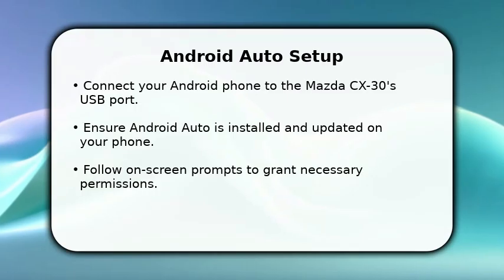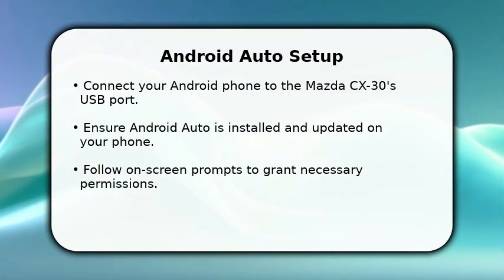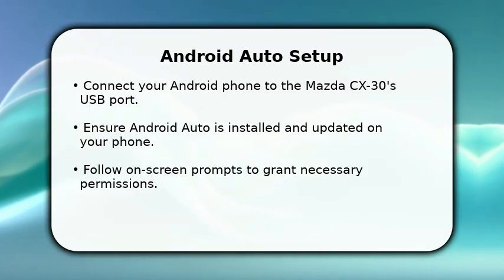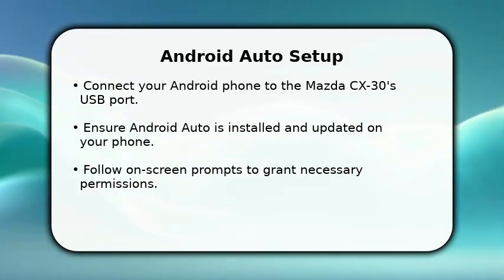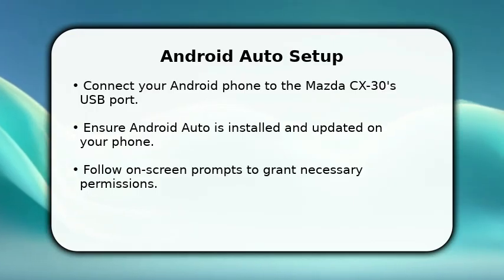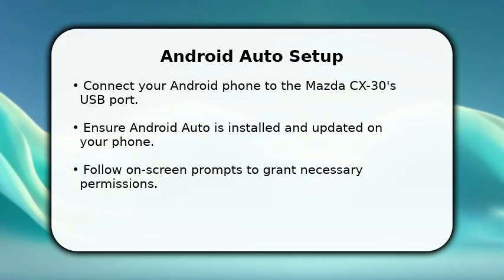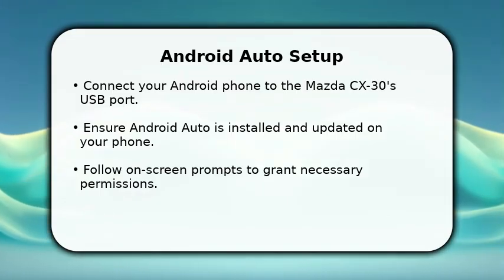In this video, I will explain how to use Android Auto in your Mazda CX-30. First, connect your Android phone to one of the USB ports in your vehicle. Make sure Android Auto is already installed and updated on your phone. Then, follow any on-screen prompts to grant the necessary permissions. It's important to keep your phone unlocked during this initial setup process for a smooth connection. Once connected, you're ready to explore its features.